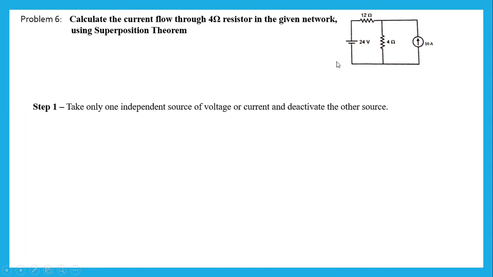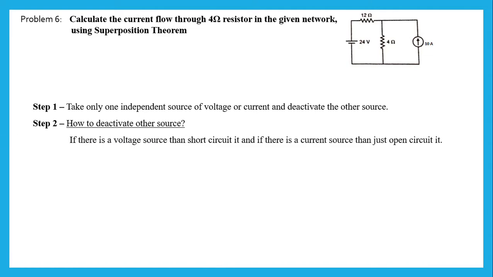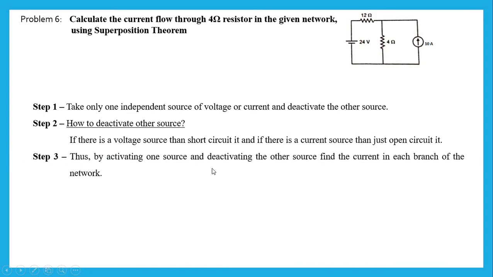To solve this problem, students should know the following steps. First one, take only one independent source of voltage or current and deactivate the other source. Step 2 explains how to deactivate the other source. If there is a voltage source, then short circuit it, and if there is a current source, then just open circuit it. Step number 3, thus by activating one source and deactivating the other source, find the current in each branch of the network.